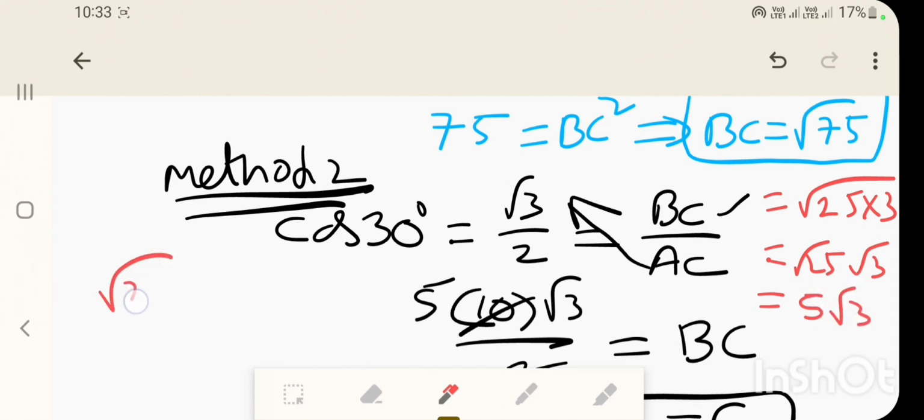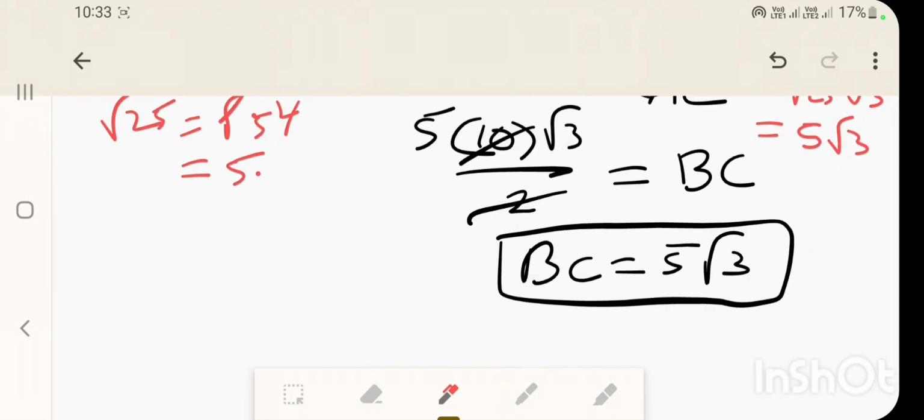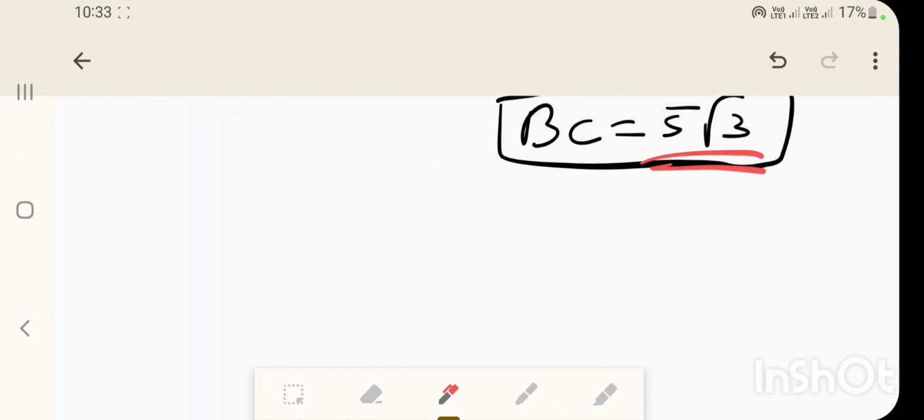How is root 25 equal to 5? Root 25 we can write as 5 square. This square and square root will get cancelled. We get 5. So now we got BC here 5 root 3. Here also we got BC is 5 root 3. So out of these two, any method we can use to calculate the lengths of the right angle triangle. Similar to this, they can give two lengths and ask to determine the angles. That also we're going to calculate.